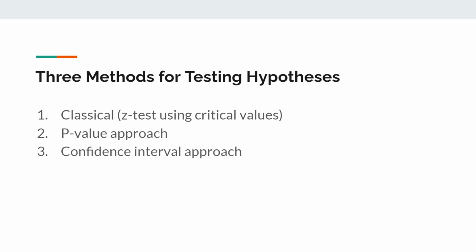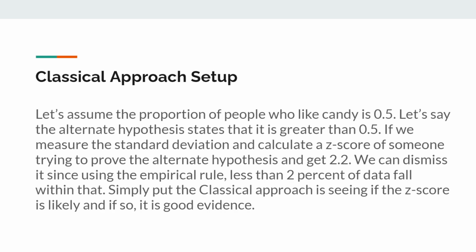The p-value approach is the same thing as the classical approach, except we convert the z or critical value to a probability. And the confidence interval approach should be the same thing, actually. I'm not sure what the difference is.